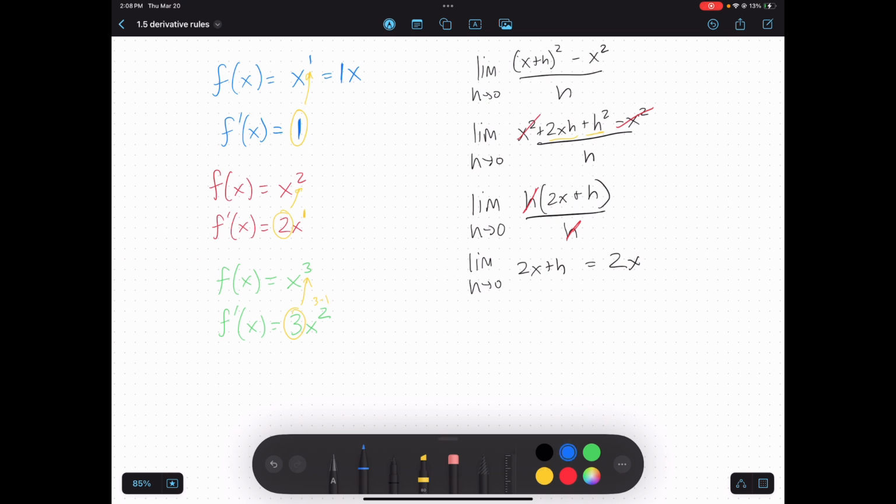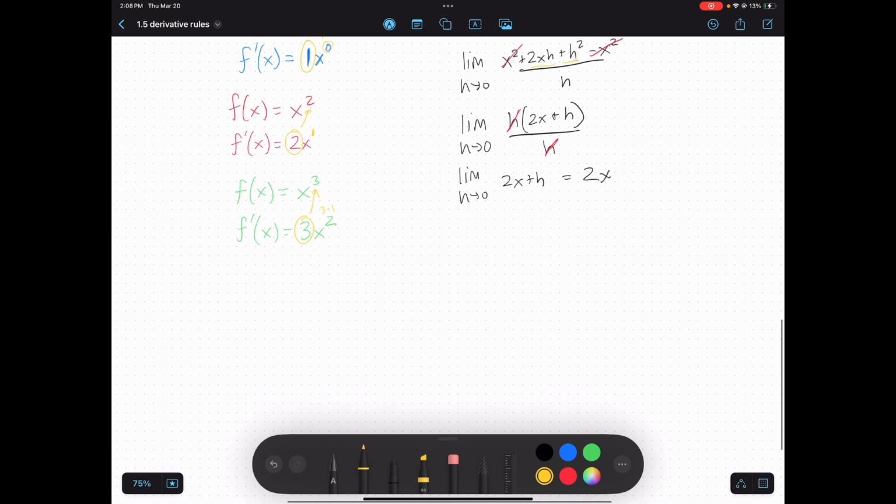Even in the derivative of x to the first, when I take the derivative, I get 1, and if I wanted to, I could put an x to the 0 there. Because what's x to the 0 equal to? It's just equal to 1. And we can see how that exponent is 1 less than my starting exponent.